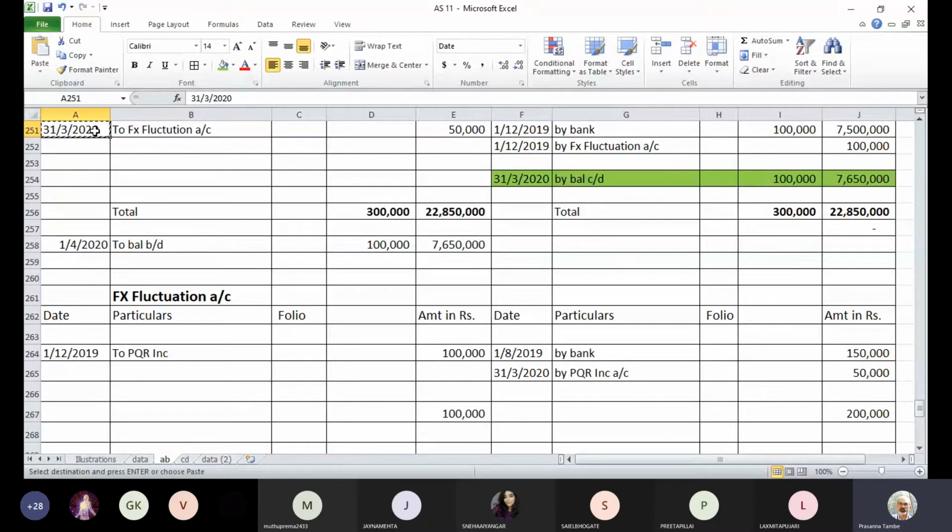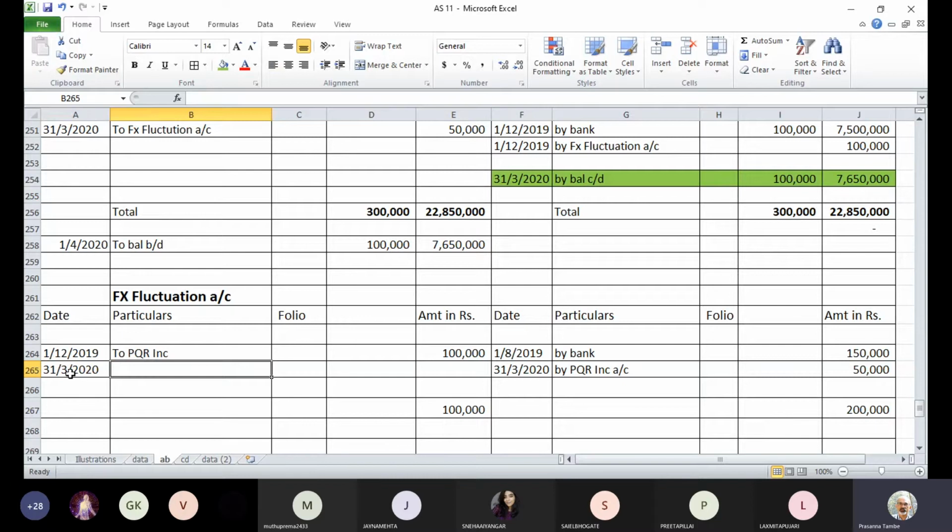So we will pass the entry on 31st March, FX fluctuation account debit to profit and loss account. FX fluctuation account debit to P&L account, the balancing figure 1 lakh, and that amount is transferred to profit and loss account. This is your balance at the end of the year, and that is the actual profit. So that gets transferred to P&L account.